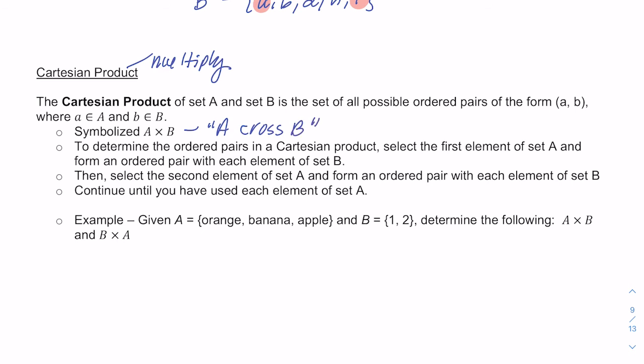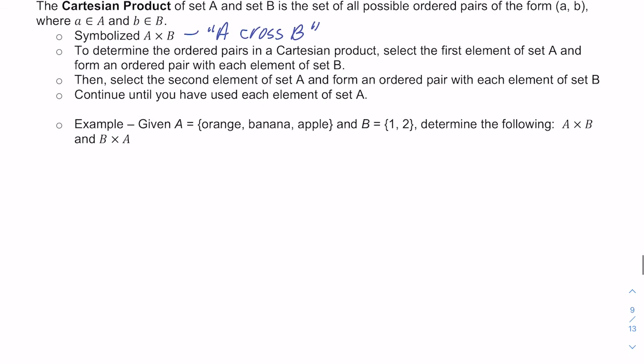To determine the ordered pairs in a Cartesian product, we're going to take the first element of set A and form an ordered pair with each element of set B. Then we take the next element of set A and form an ordered pair with each of the elements of set B. And you keep doing that until you don't have any more ordered pairs to create. So it's pretty easy. So for this first example here, let's say set A is orange, banana, and apple, and set B is 1 and 2.